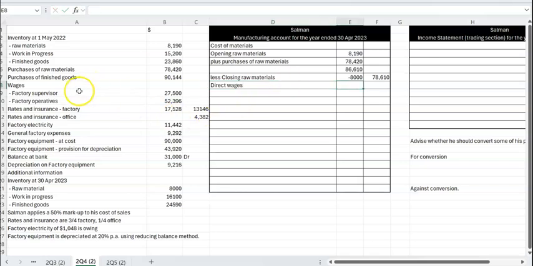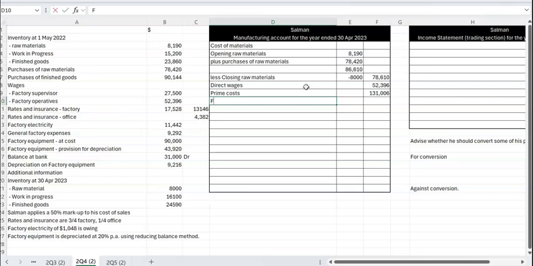After that, we've got our other direct costs, which is our direct wages. So we want to find our wages. So we've got a supervisor and operatives. Which one of those do you think is the direct one? Good, it's the operatives. And that would be on a timesheet. Add those two together. And this is what we call our prime cost, or our direct cost. We'll call it prime cost today.